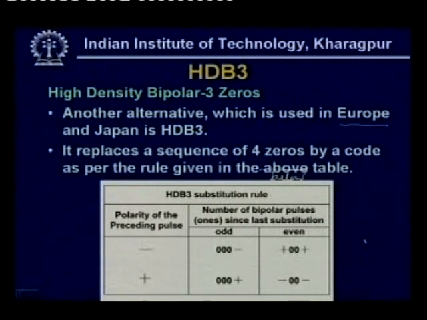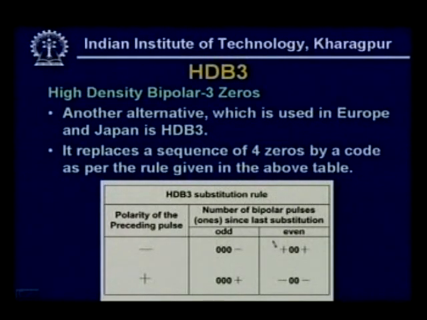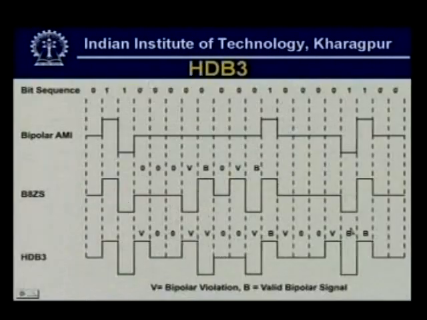Let me illustrate this with the help of an example. The same example is shown here. Here, as you can see, the number of substitutions was 2 and the previous pulse was negative. So, since the number of substitutions that have already taken place is 2, that means even, and the previous pulse is negative, it is replaced by positive 0 0 positive. So, you see here it is positive 0 0 positive.